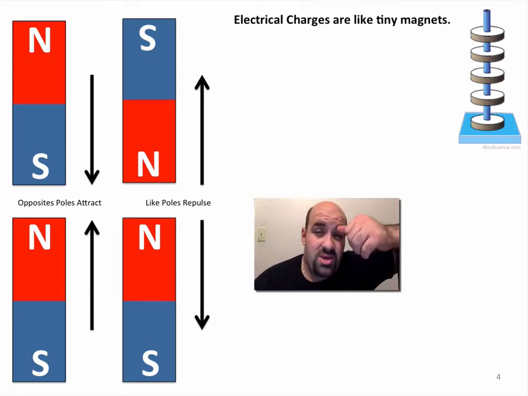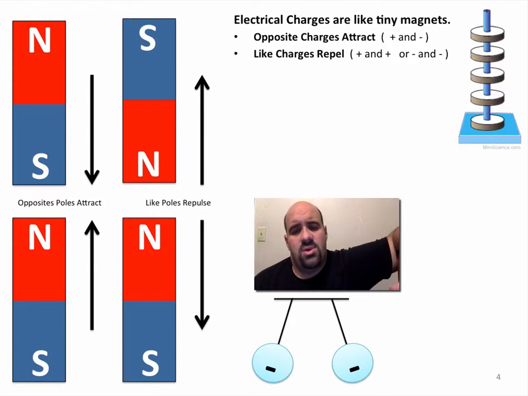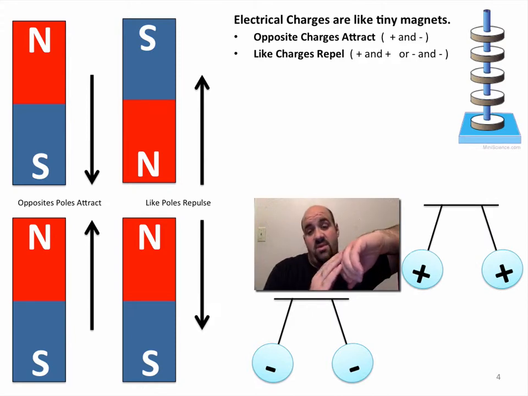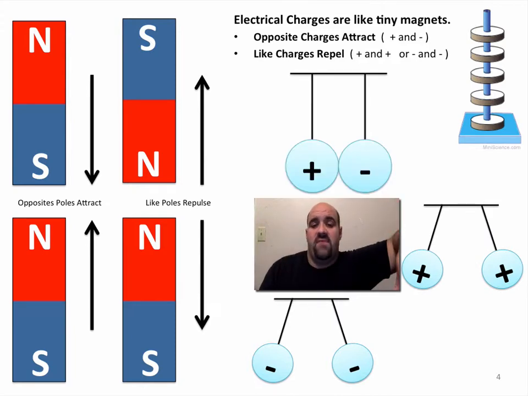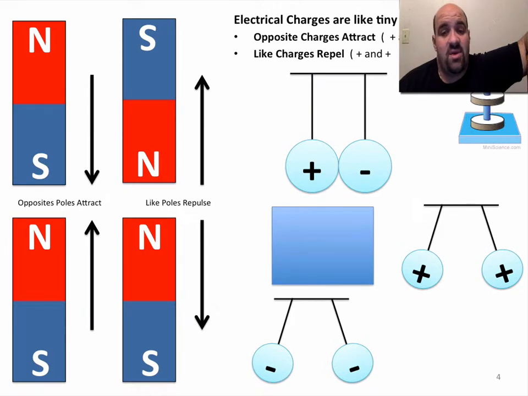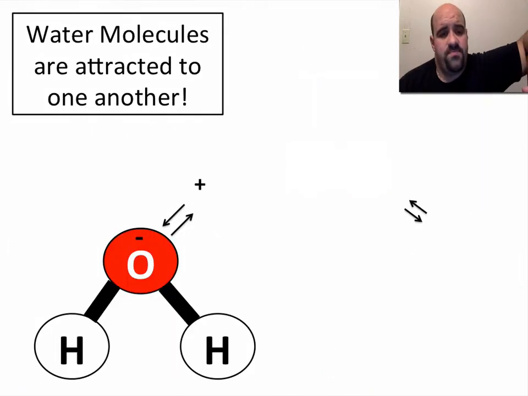But electrical charges are also like tiny little magnets. Opposite charges attract, and like charges repel. So if you had two negative particles next to one another, they would push away, they would repel. If you had two positives near one another, they would repel. If you had a negative and a positive near one another, they would attract together. So water has a negative and a positive side, and we know opposites attract.